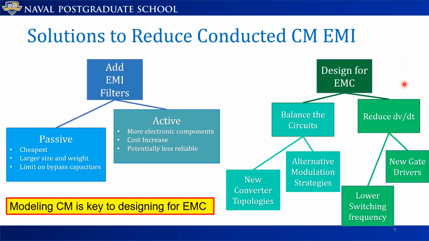And these are examples of how we design for EMC. We can balance circuits, for example, or we can reduce dv/dt. Balancing the circuit includes changing the converter topology or finding alternative modulation strategies. Reducing dv/dt can be done with new gate drivers or reducing the switching frequency, for example. In this presentation, I will talk about solutions that we have been investigating where we change the topology and we look at alternative modulation strategies.